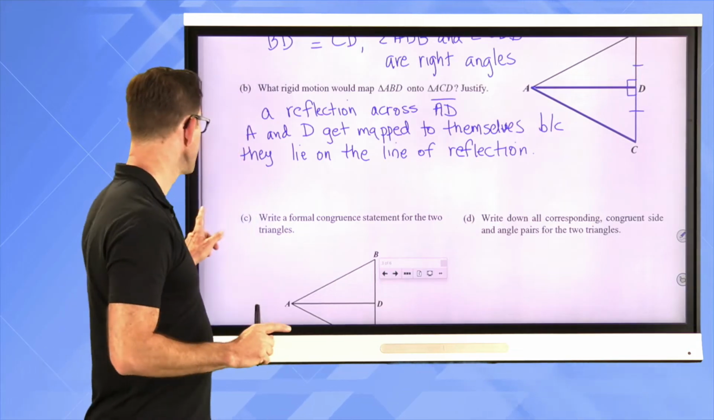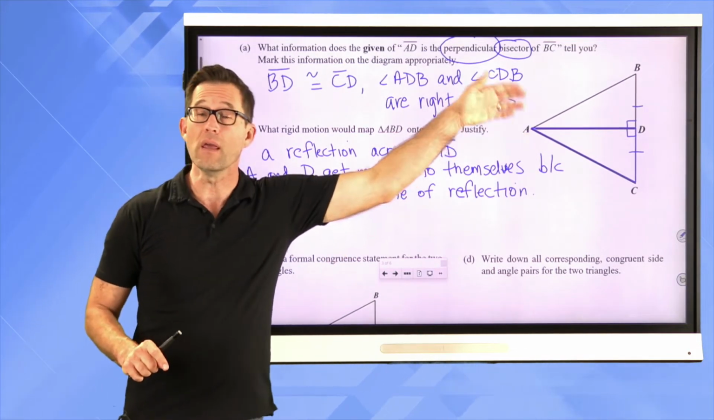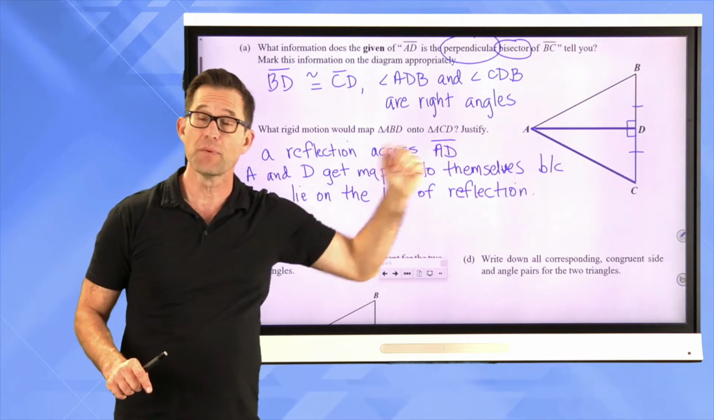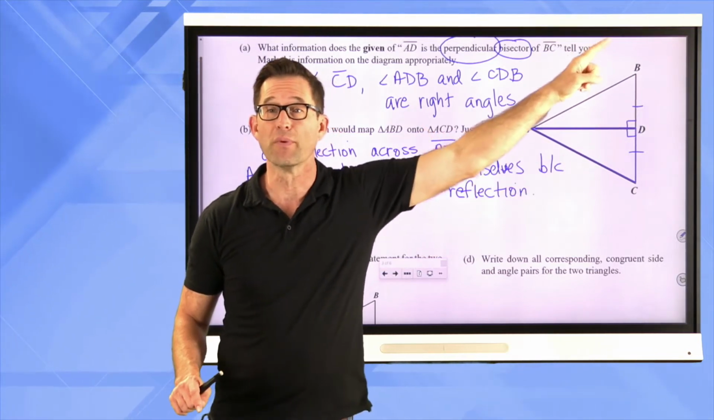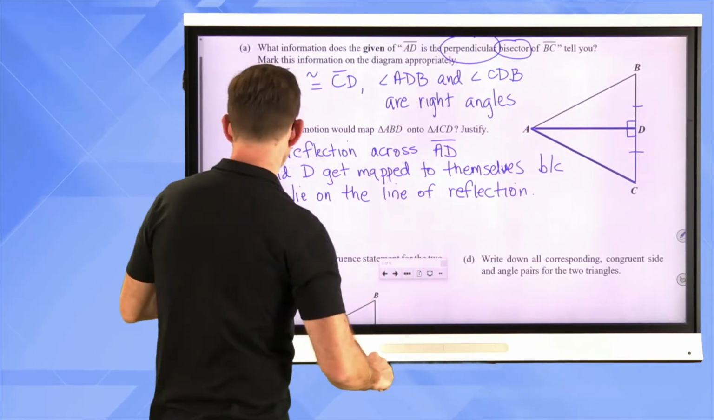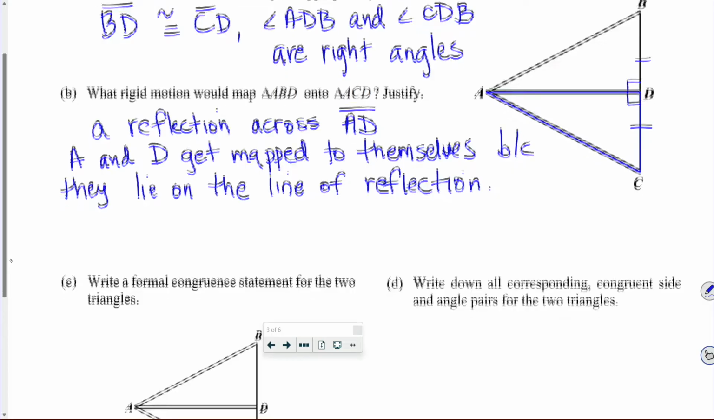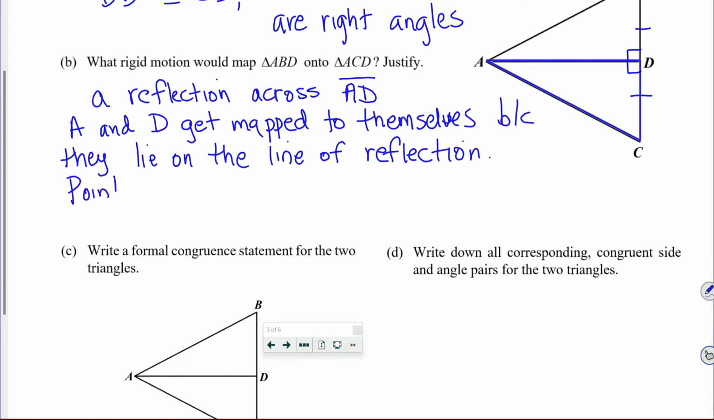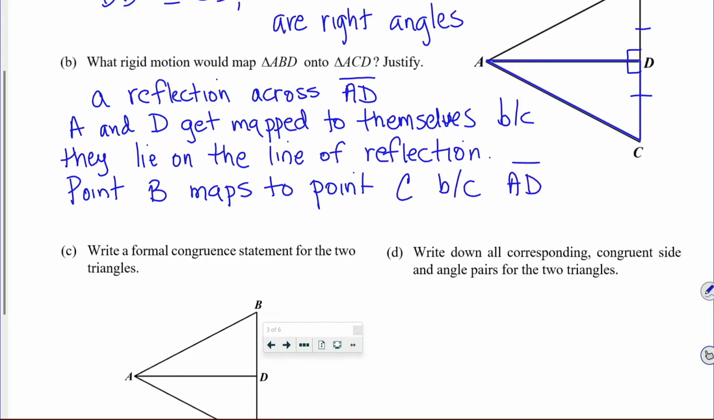All right, so then the question becomes, why does point B get reflected to point C? And that is because, yet again, AD is the perpendicular bisector of BC. All right, so point B maps to point C because AD is the perpendicular bisector of BC.